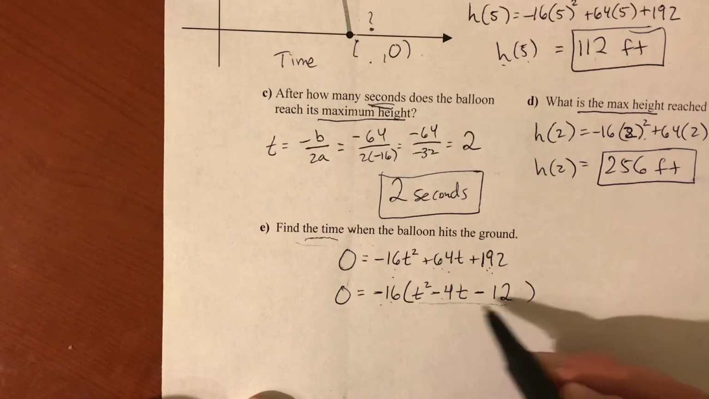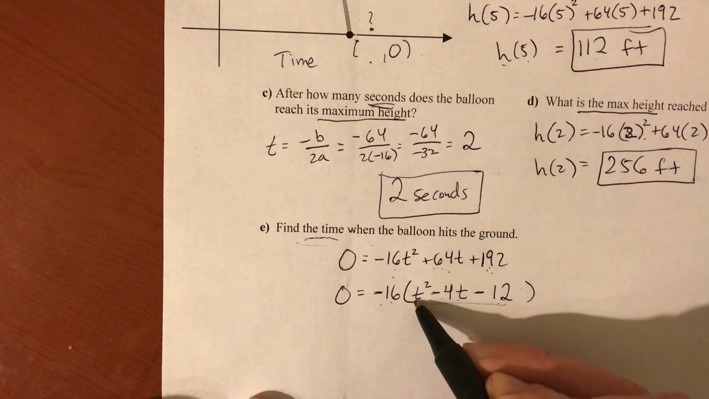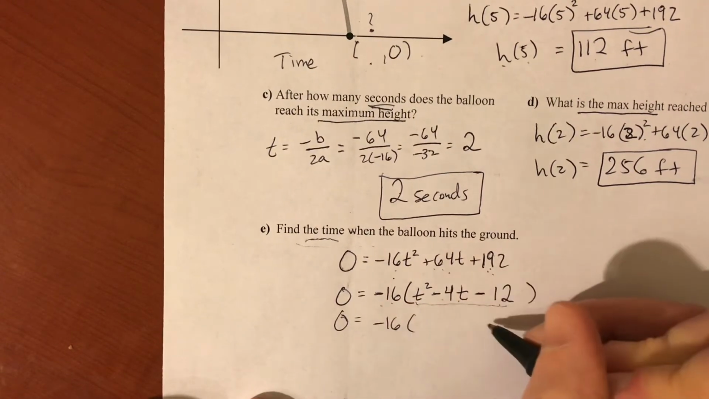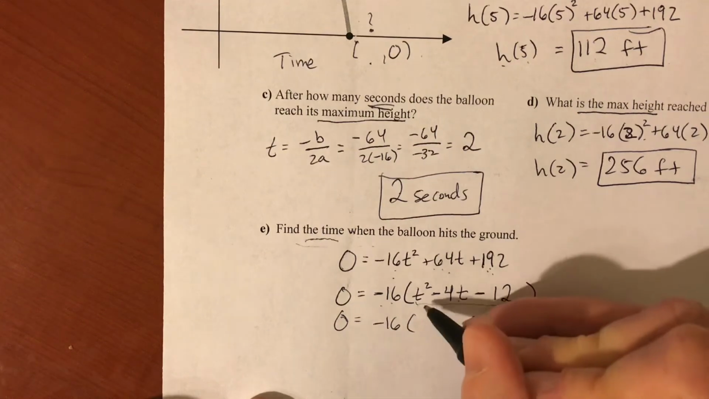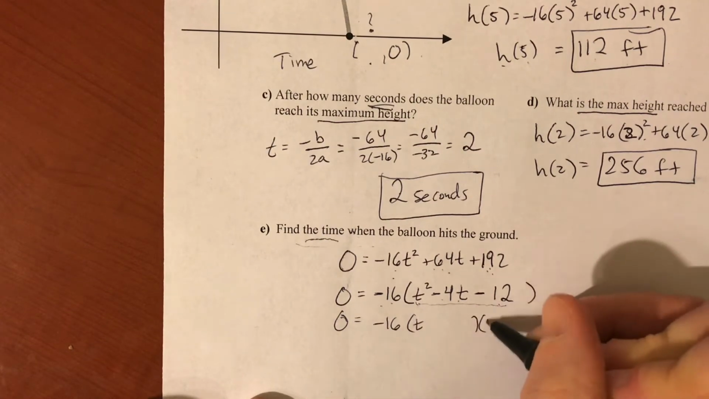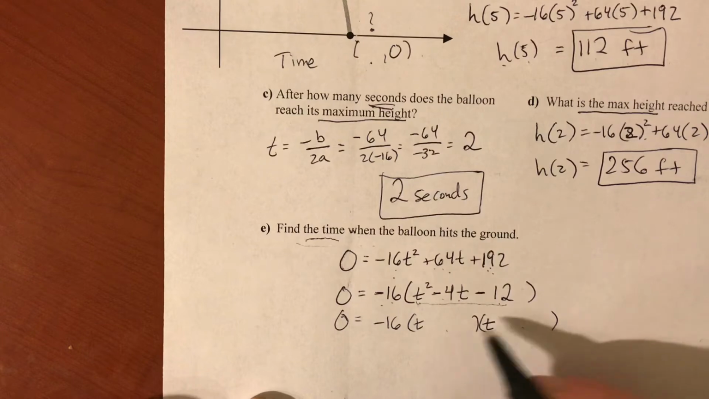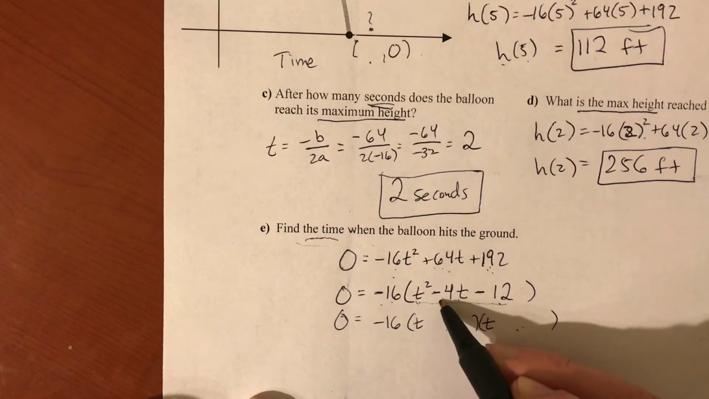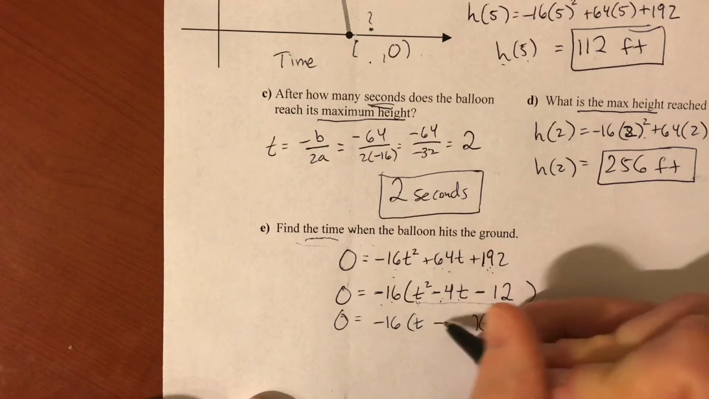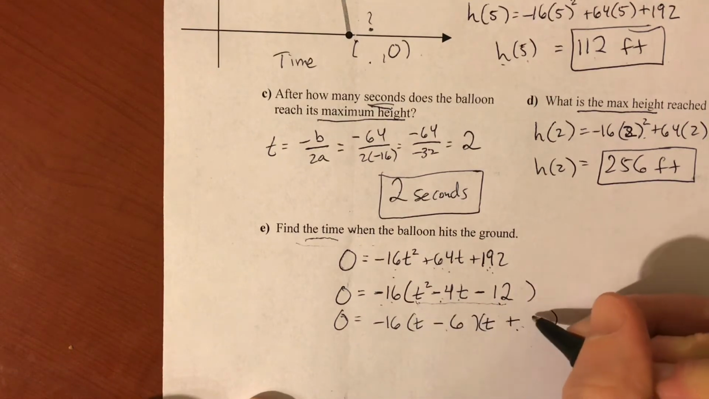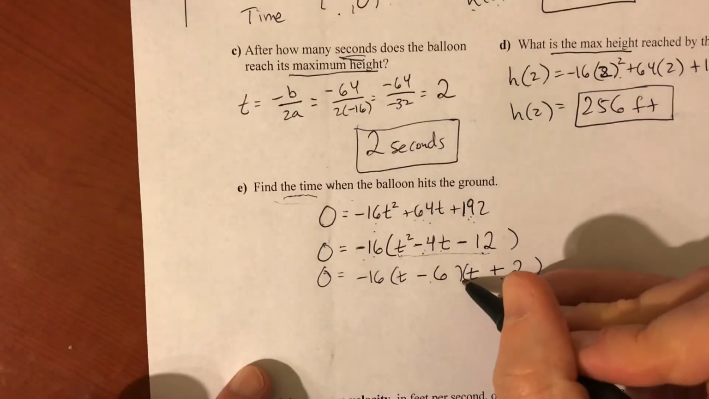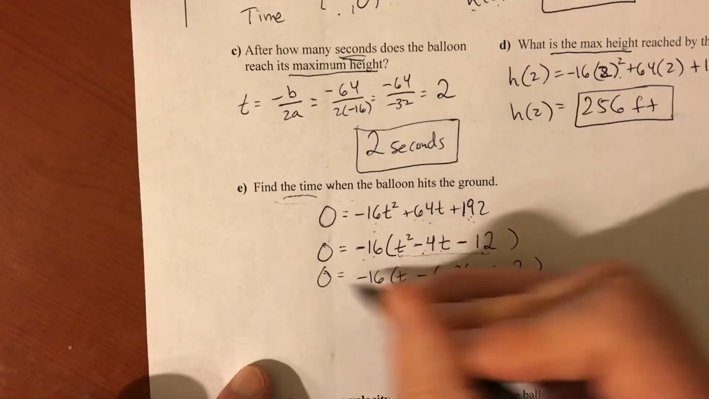Can this factor further? It's a trinomial that starts with t squared. If it factors, we're going to use our unfoil method here where it starts with t squared, so it allows me to go t and t, and what two numbers multiply to be negative 12 but add up to be negative 4? Negative 6 and positive 2. And then we factored it. It's all equal to 0.